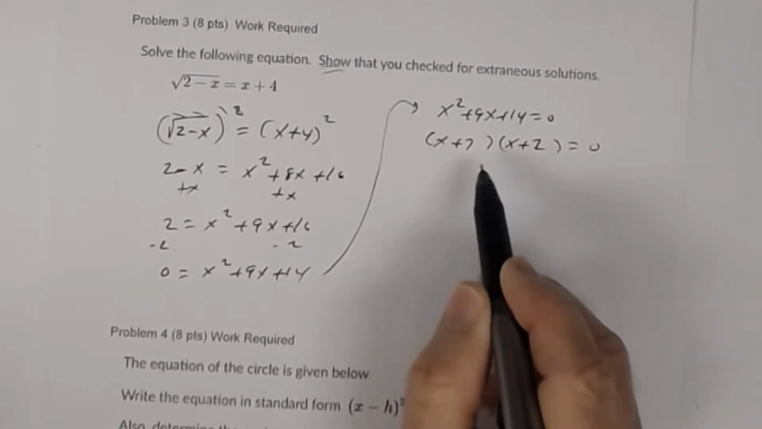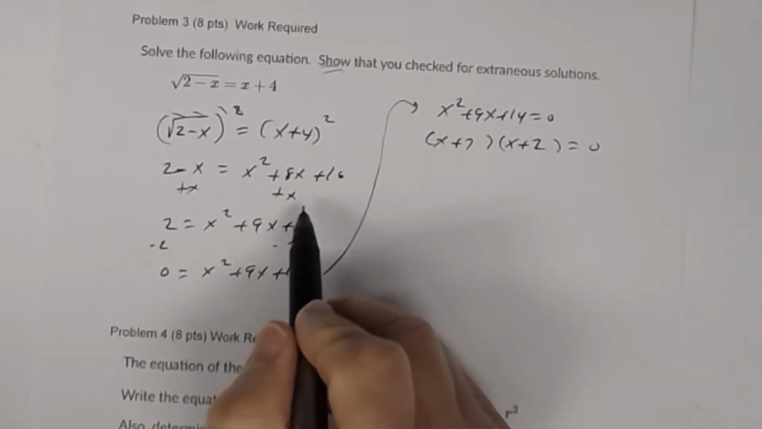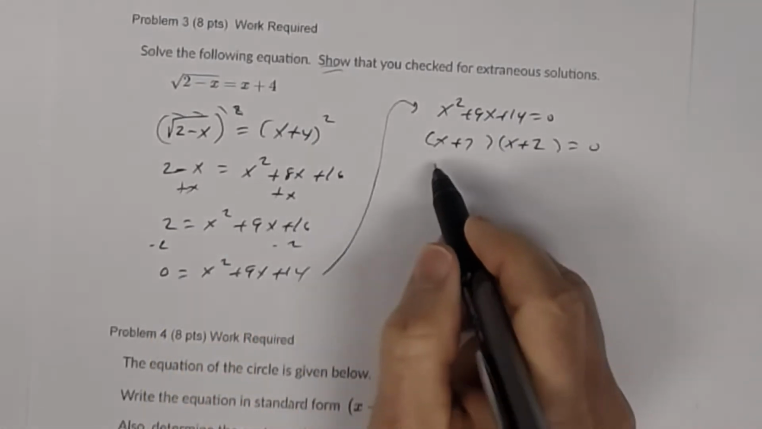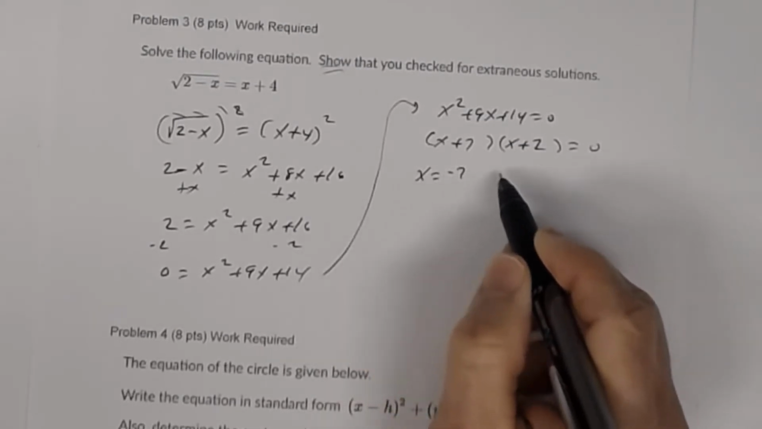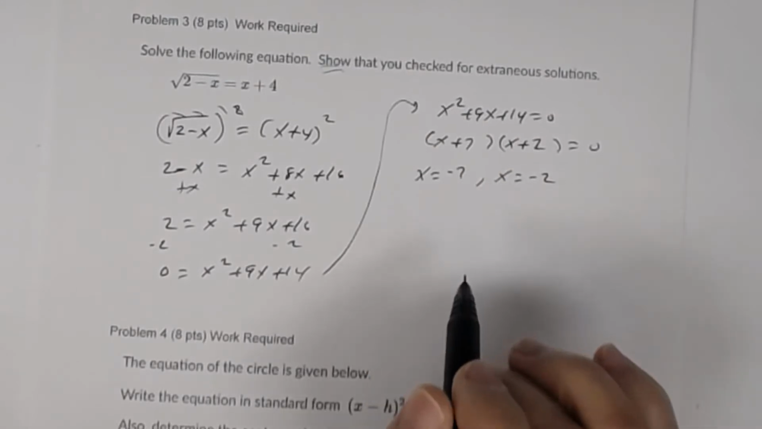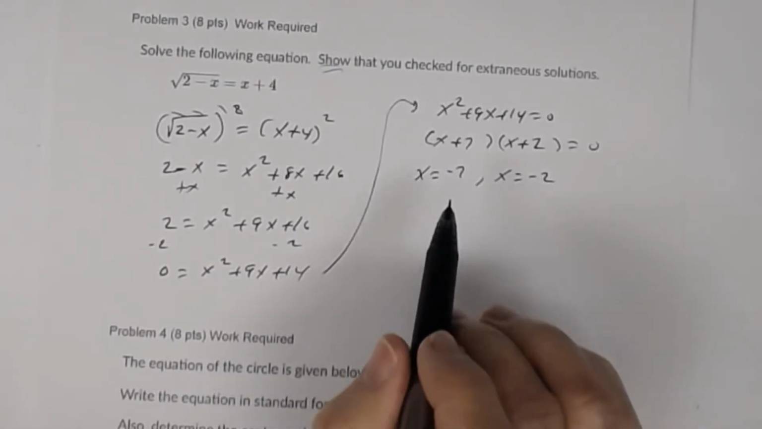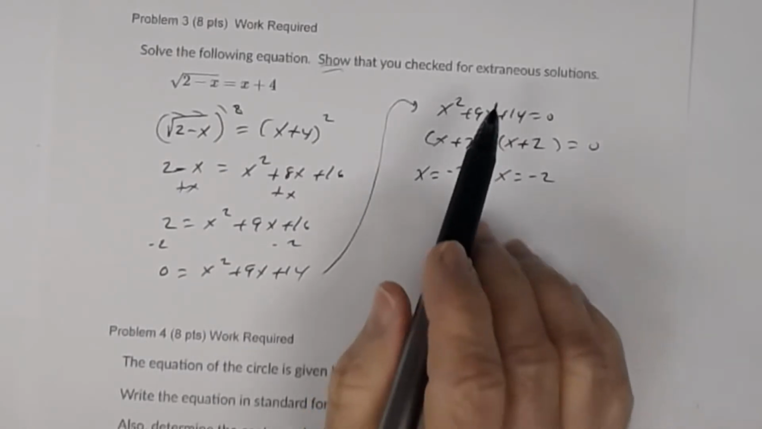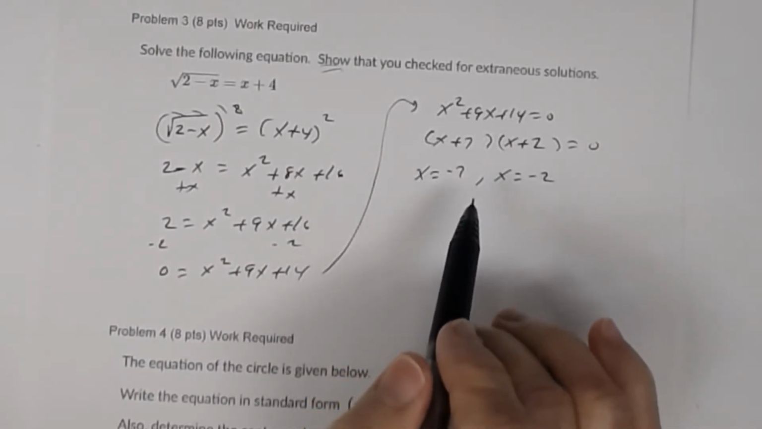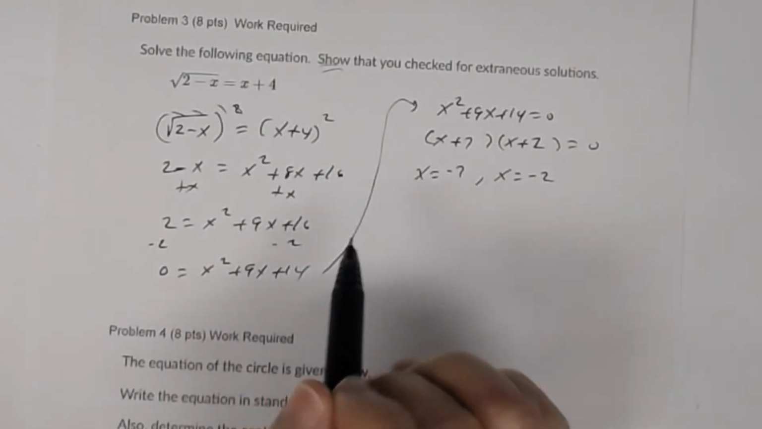And then using the zero factor property, the solutions to this quadratic equation are x equals negative 7 and x equals negative 2. So those are the proposed solutions. Now remember, those are solutions to this quadratic equation. But some of these solutions may be extraneous, meaning they may be false solutions. They may not be a solution to the original. So you've got to check.